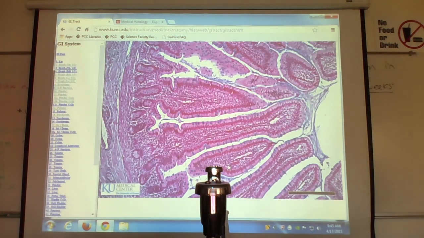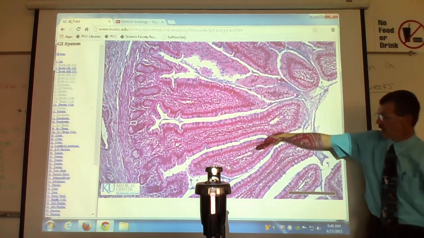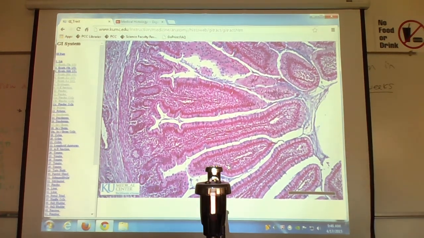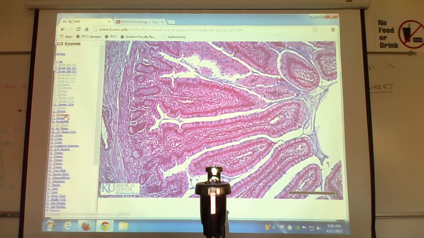Something like this. Those are fingers, very broad, very obvious that they're big, long things. Is the crypt the whole thing? We're getting there, hold that thought. So here are my villi. These are the fingers of my small intestine. Makes sense? So you're going to see fingers. Okay, let's go back to this one.